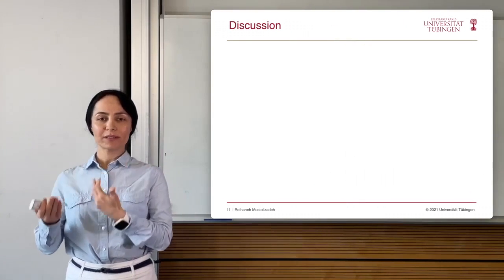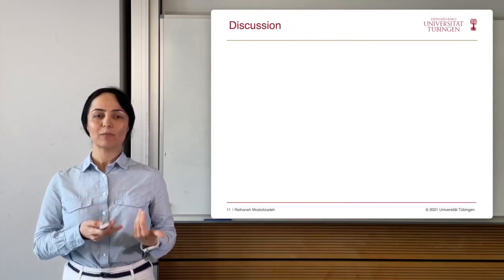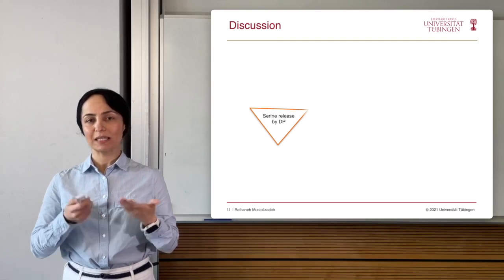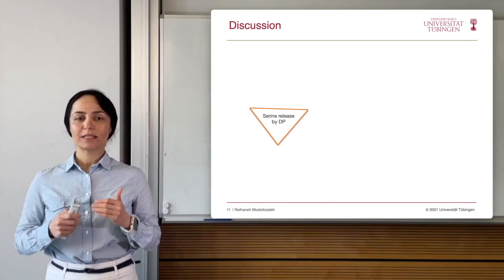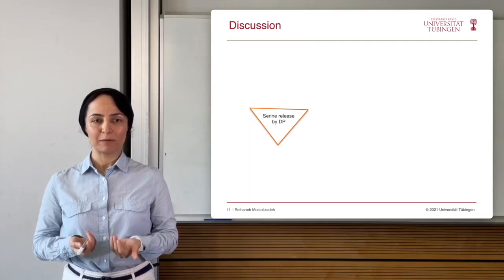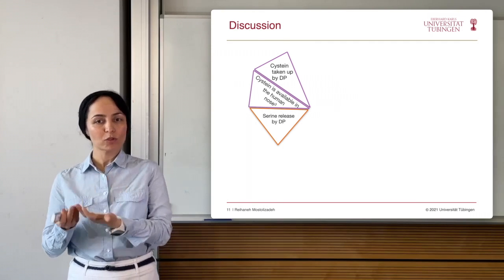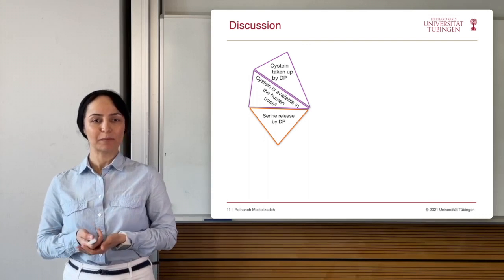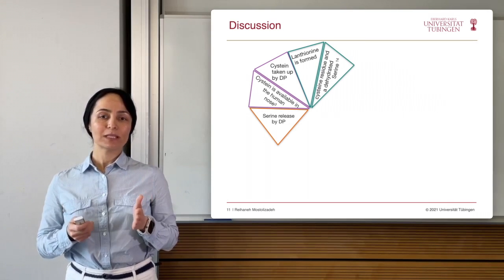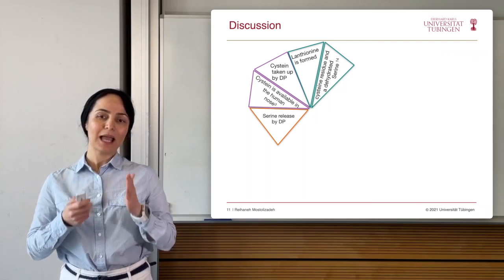And we did some further analysis, and then we came to the discussion part as you see here. We also noticed the serine released by DP. Serine is also available in the human nose, and it will also be taken up by DP. Lanthionine is formed by cysteine and serine.